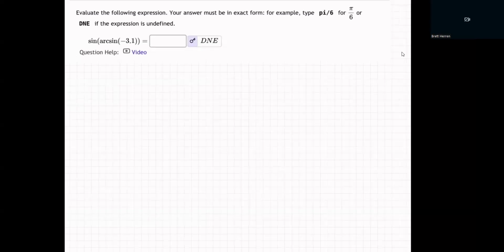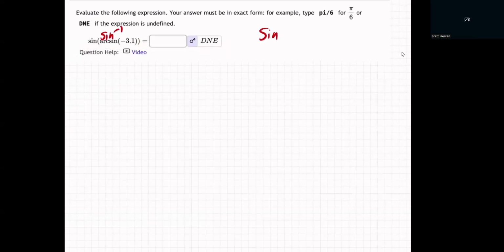On this question, it says sine of arc sine of negative 3.1. The answer is D and E. The reason is that you can't put in negative 3.1 to arc sine. Remember, arc sine is the same as inverse sine, and inverse sine asks for answers.